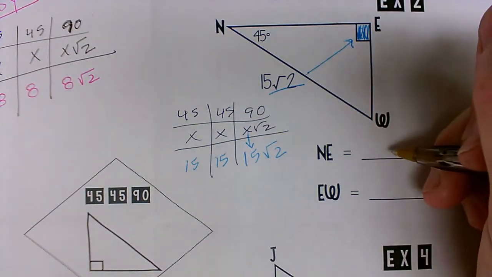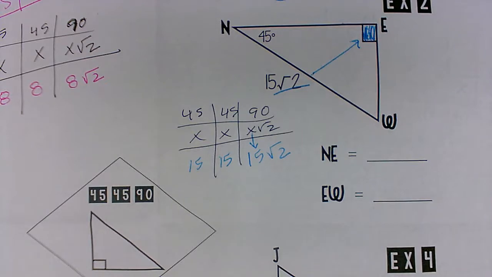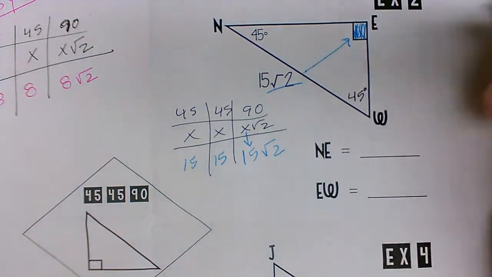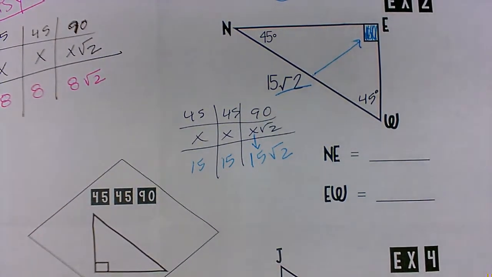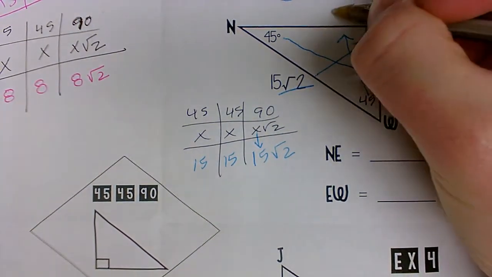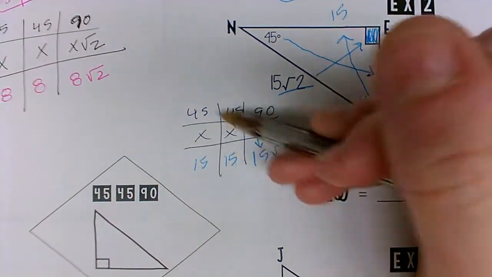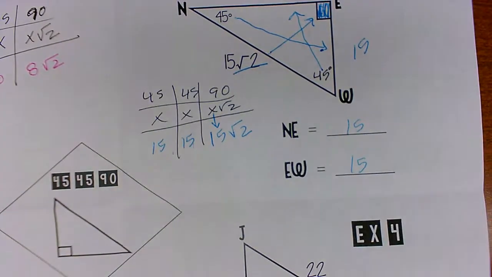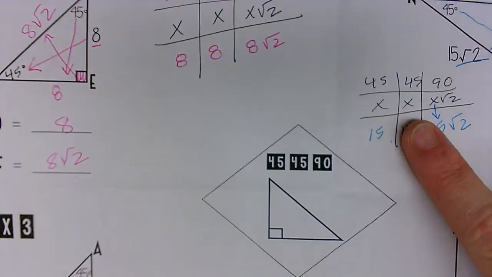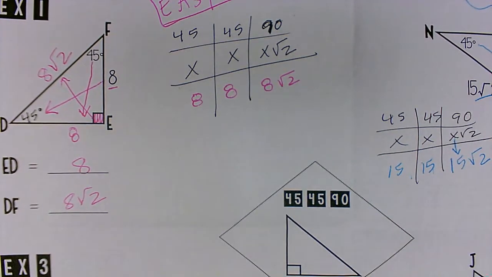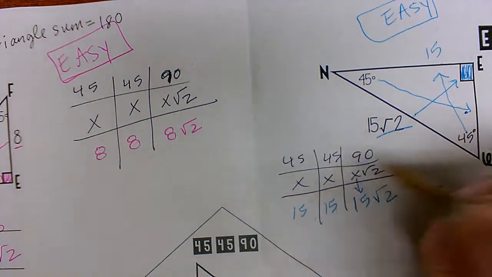I know each of these, NE and EW, will end up being 15 because that's what I was solving for, but we can practice that again. I should have finished spelling out my angles here. So again, across from 45 and across from 45, I'm just going to copy down my x value, which is 15. So NE is 15 and EW is 15. So these are where you were solving for that x value, and these were where you were really just solving for the x square root of 2.